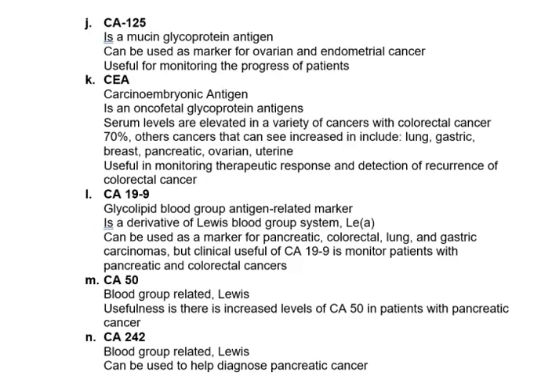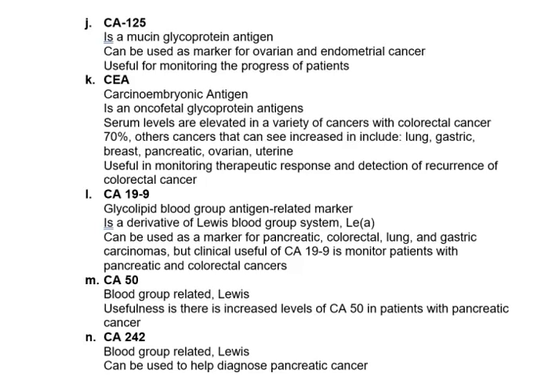The last three tumor markers that we're going to go over are all pancreatic markers. The first one is CA19-9. It's a glycolipid blood group antigen related marker. It is a derivative of the Lewis blood group system. It can be used as a marker for pancreatic, colorectal, lung, and gastric carcinomas, but the clinically most useful use of CA19-9 is to monitor patients with pancreatic and colorectal cancers.